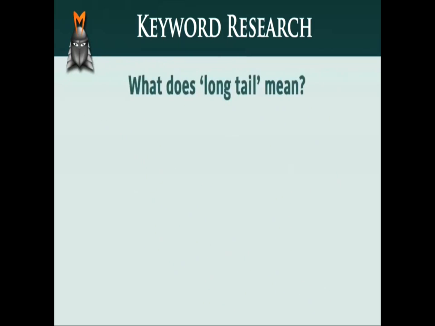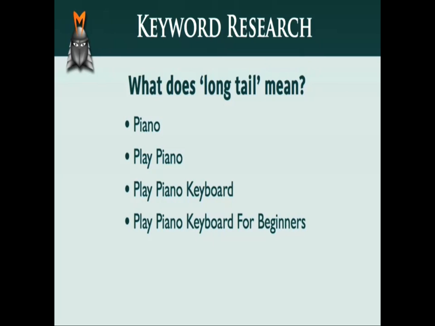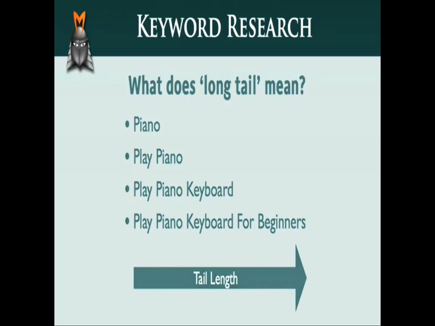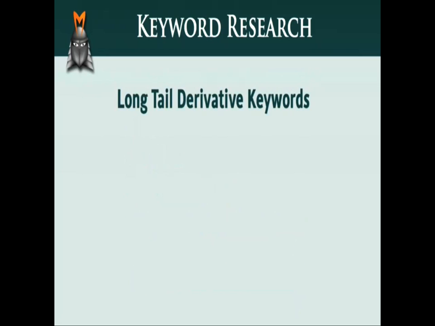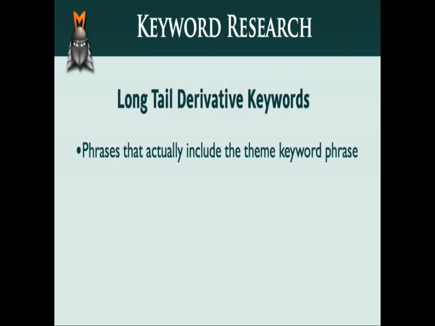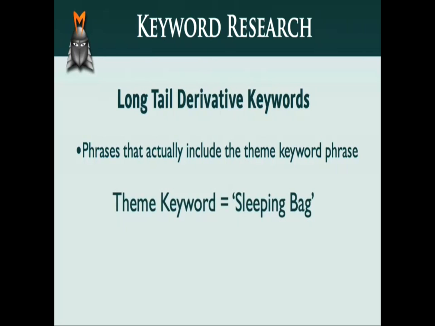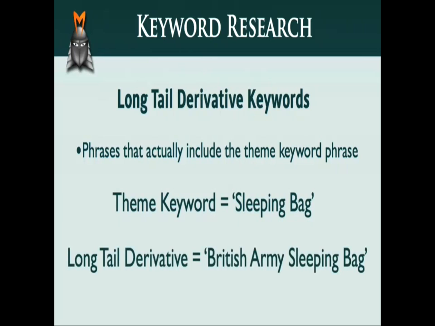In case you're wondering what the term long tail actually means, a long-tail keyword is simply a phrase that contains several words. The more words in the phrase, the longer the tail. Long-tail derivative keywords are those that actually include the theme keyword phrase. The easiest way to understand this is to look at an example. Let's say that your theme keyword was sleeping bag. A long-tail derivative of this keyword might be British Army sleeping bag.